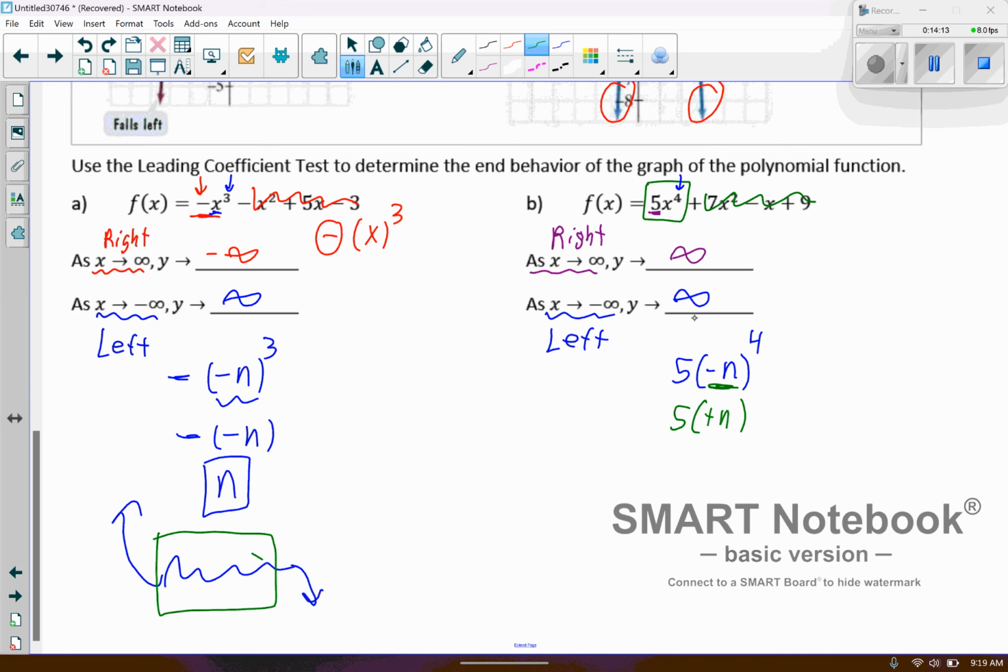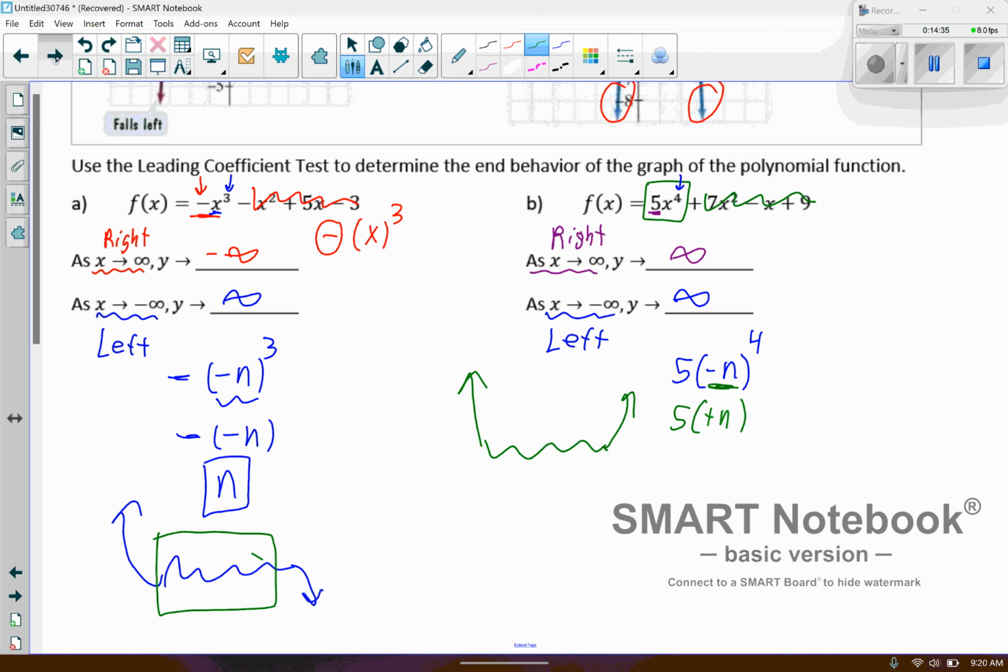So anyways, with this graph, once again, there's some stuff that happens in the middle, but once it's done doing its ups and downs, it's going to go up for good to the right and up for good to the left. And that's what we're trying to focus on, this thing called the end behavior.